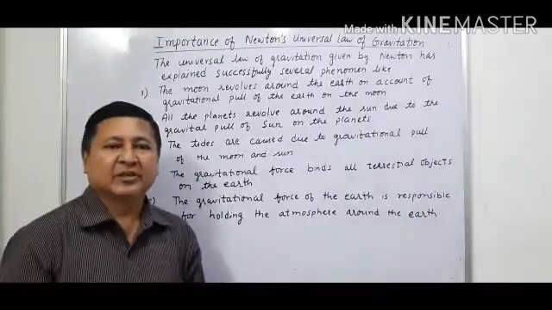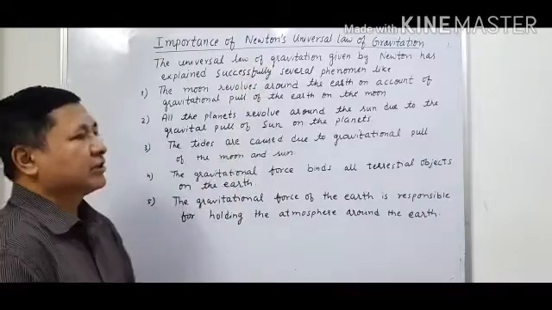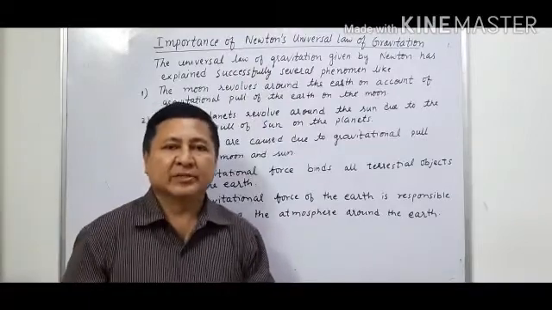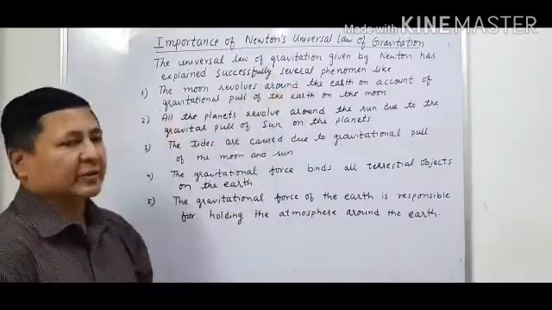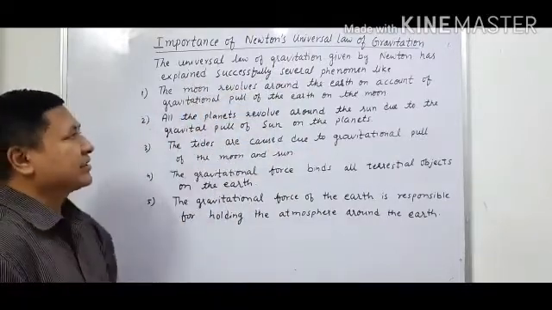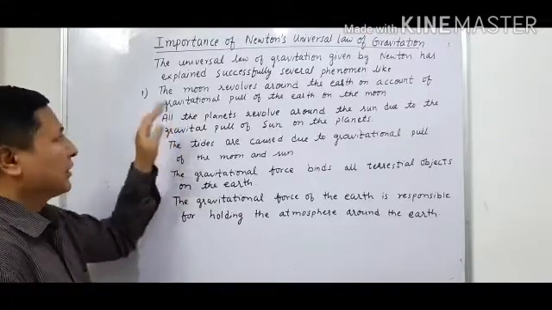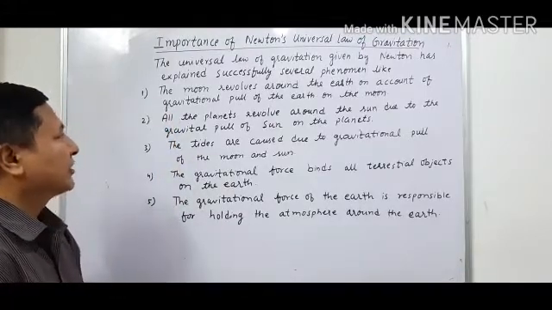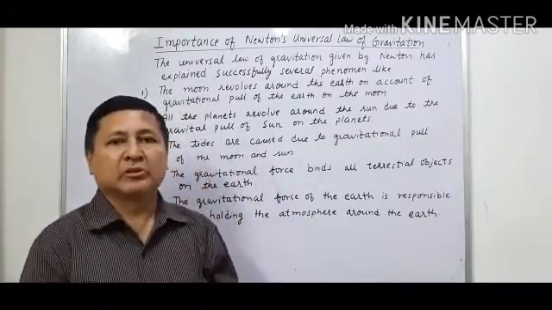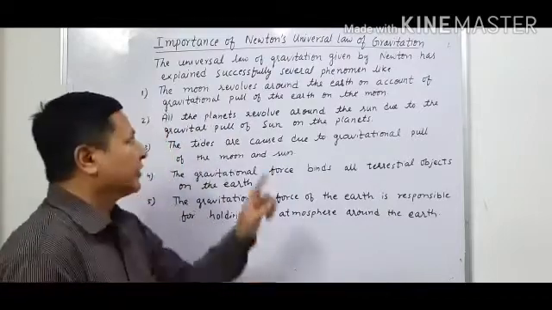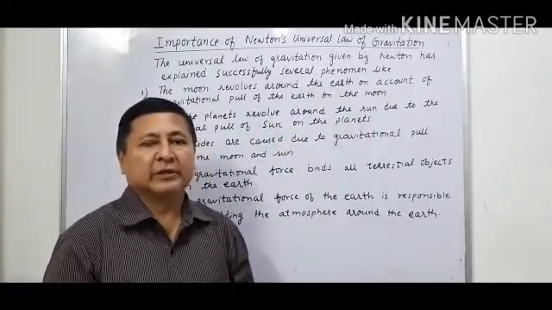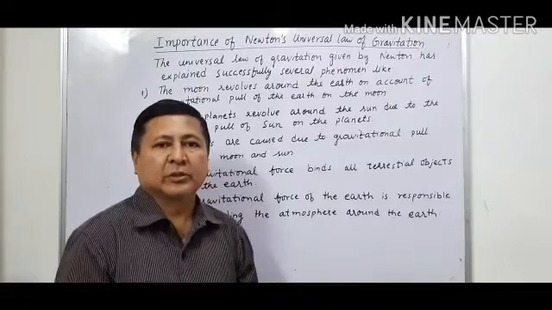Now let us study the importance of Newton's universal law of gravitation. We have studied many natural phenomena in our lower classes that are due to the universal law of gravitation. The universal law of gravitation given by Newton has successfully explained several phenomena. The first one: the moon revolves around the earth on account of the gravitational pull of the earth on the moon. If there is no gravitational pull of the earth on the moon, then the moon will not revolve around the earth.